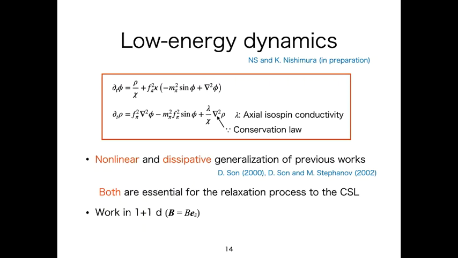And I'd like to emphasize here, this is a nonlinear and dissipative generalization of previous works, including Son in 2000 and Son and Stephanov in 2002. Both are essential for having the relaxation process of this Chiral-soliton lattice, because the Chiral-soliton lattice is a finite pion mass effect and also a nonlinear effect, and dissipation is needed to have the ground state. Otherwise, the system will keep evolving. So dissipation is very important for our purpose.